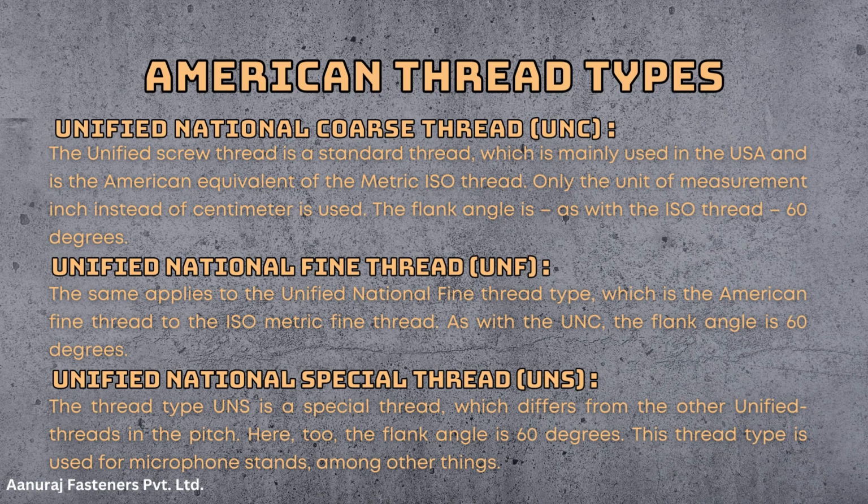Unified National Fine Thread, that is UNF. The same applies to the Unified National Fine Thread type, which is the American fine thread, as to the isometric fine thread. As with the UNC, the flank angle is 60 degrees. Unified National Special Thread, that is UNS. The thread type UNS is a special thread which differs from the other unified threads in the pitch. Here too, the flank angle is 60 degrees. This thread type is used for microphone stands, among other things.